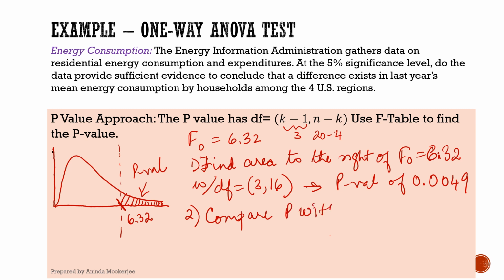And in the next step, you compare p with alpha. So p is 0.0049. It's definitely less than our alpha value. The significance level was 5%, so alpha would be 0.05. If it is less, we reject our null hypothesis, which matches the decision we got from our critical value approach. So now we can go ahead and formally state our decision and then interpret the test.